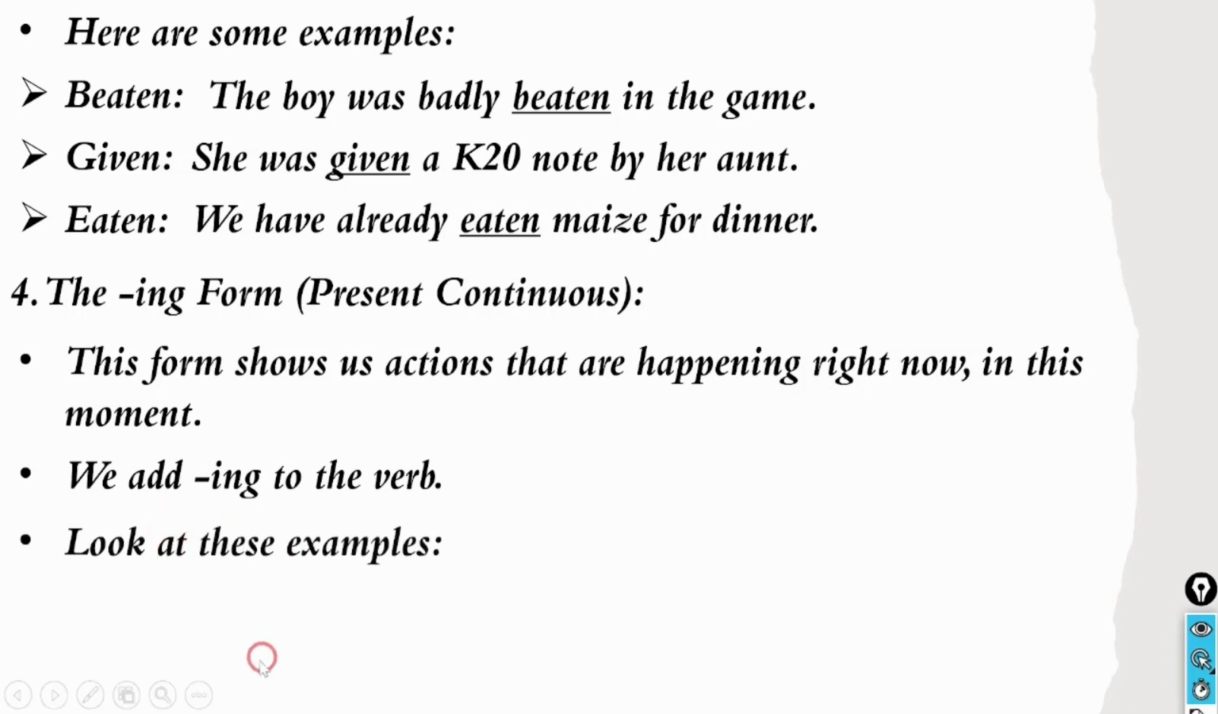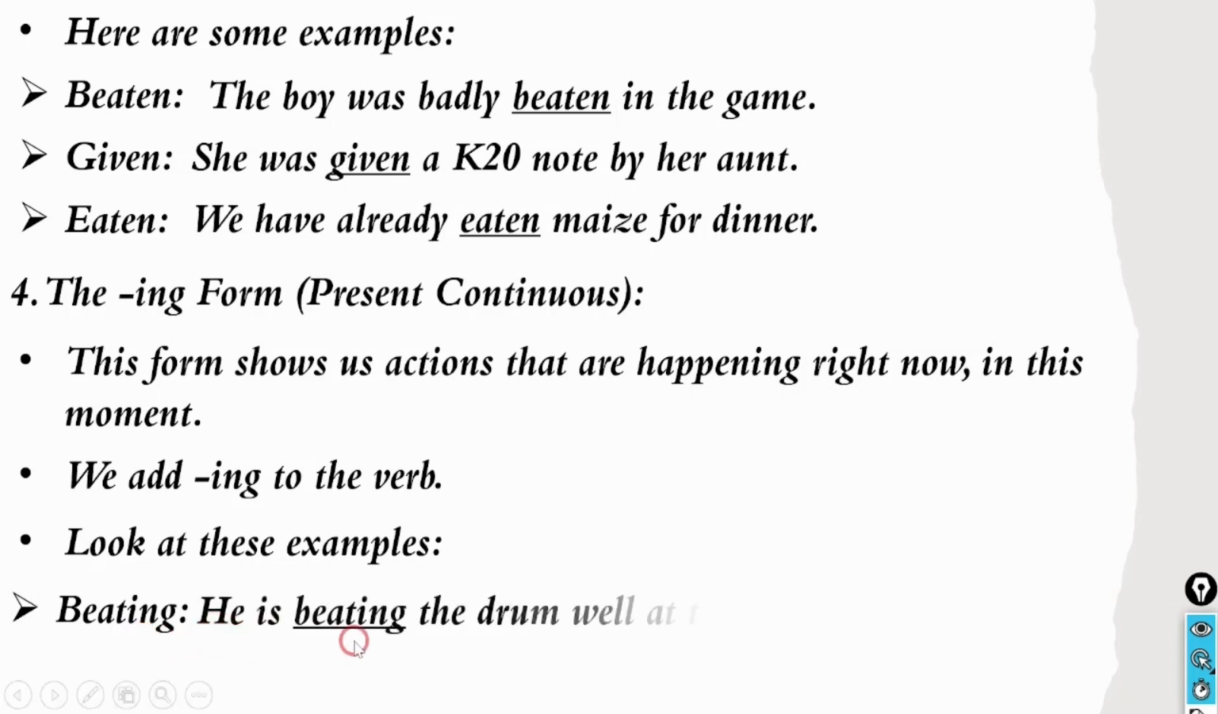So look at these examples here, like beating. To the word beat, we have added the ing so that we show an action that is happening right now. For instance, we are saying, he is beating the drum well at the festival. Meaning this person, as this statement is being spoken, the event is happening right there.